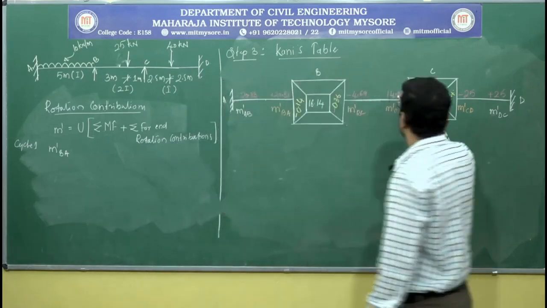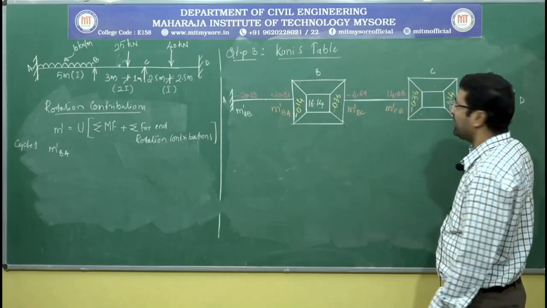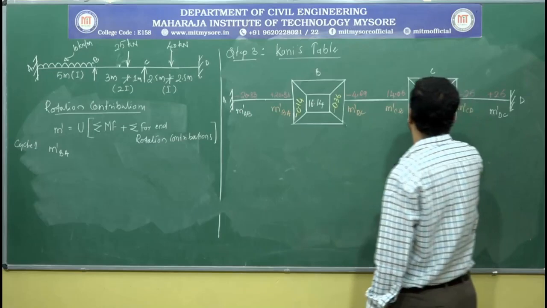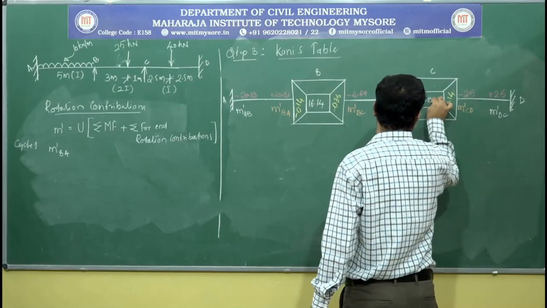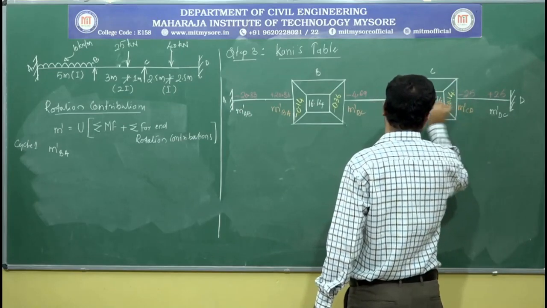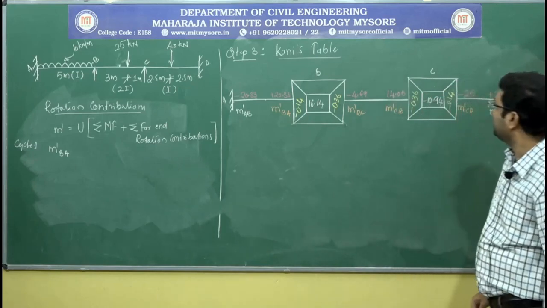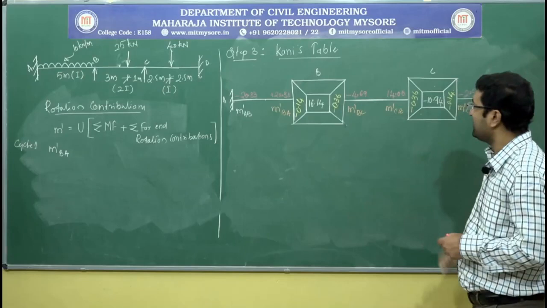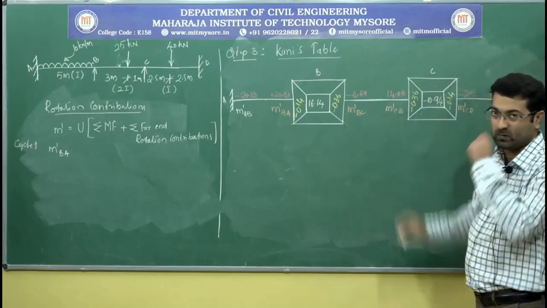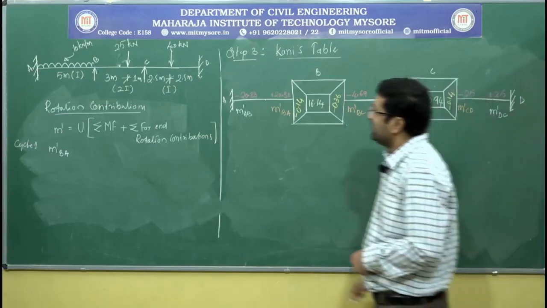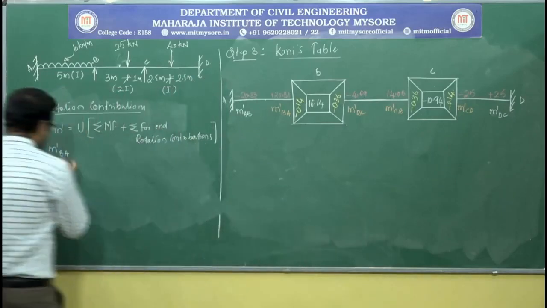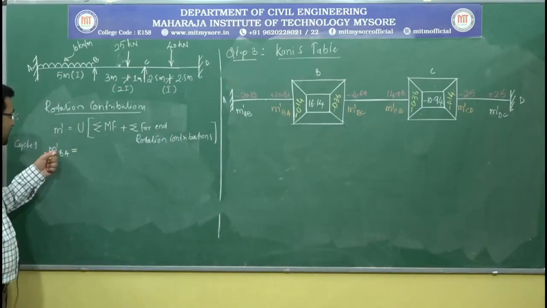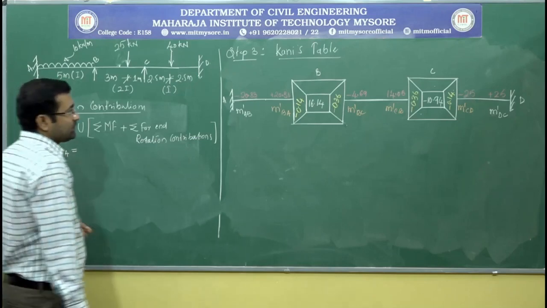Similarly here, 14.06 minus 25. So 14.06 minus 25, it is minus 10.94. So that is the algebraic sum of fixed end moments at joint C, which we need to represent in the small box. Now here to calculate the rotation factor, that is rotation contribution m dash AB.